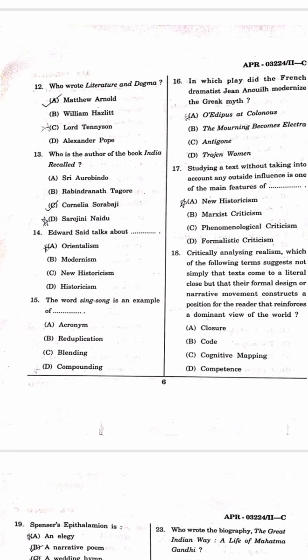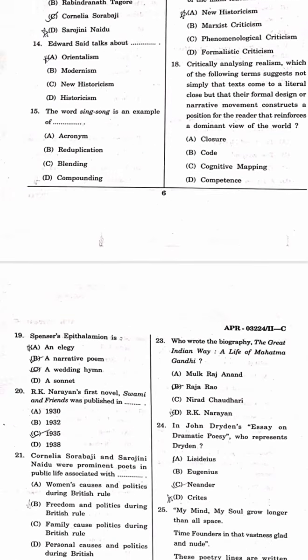Question number 17, studying a text without taking into account any outside influence is one of the main features of formalistic criticism. Option D is the correct one. Question number 18, critically analysing realism, which of the following terms suggests not simply that texts come to a literal close, but that their normal design or narrative movement constructs a position for the reader that reinforces a dominant view of the world? The correct option is option A, closure.